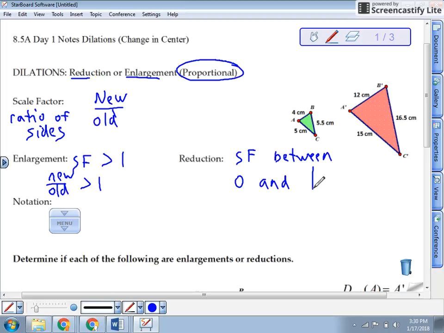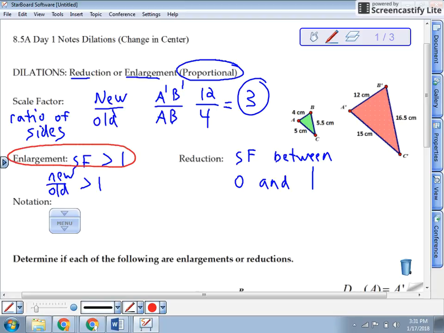So let's look at our first example here. If I want to find the scale factor of these two shapes, remember we want to compare corresponding sides. So I'm going to compare AB prime to AB, because remember we want to compare new to old. What is the value of AB prime? That's 12. What's the value of AB? It's 4. So this has a scale factor of 3. So it is an enlargement because it's greater than 1. And you can see in the picture, there's our pre-image without the tick marks. Here's our new image. It got bigger, so it's an enlargement.